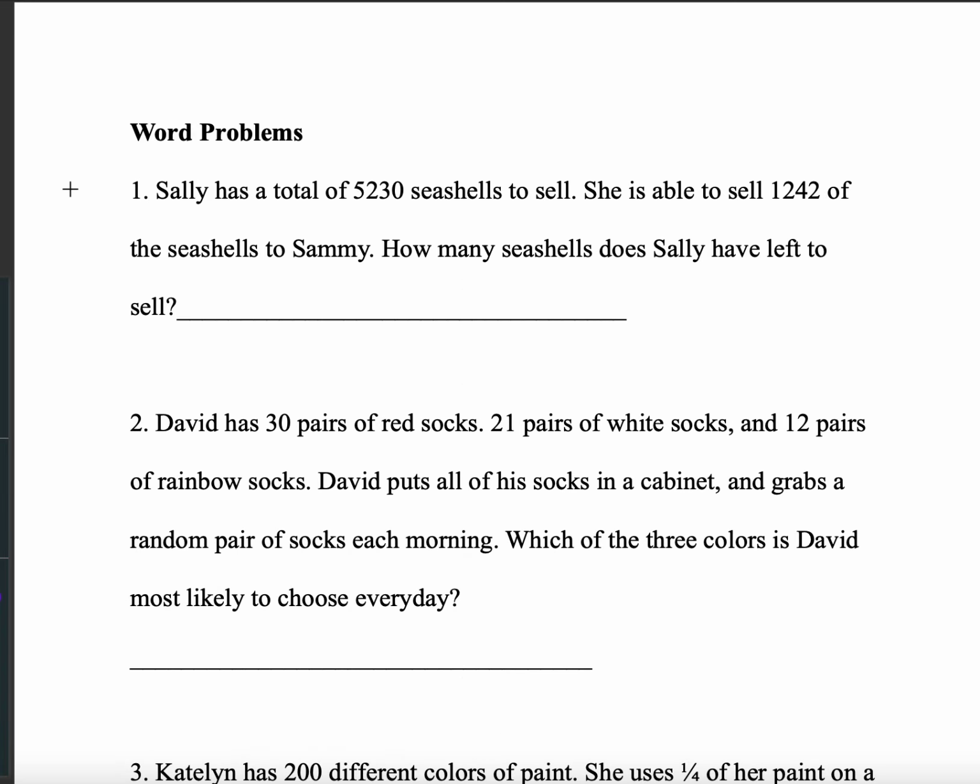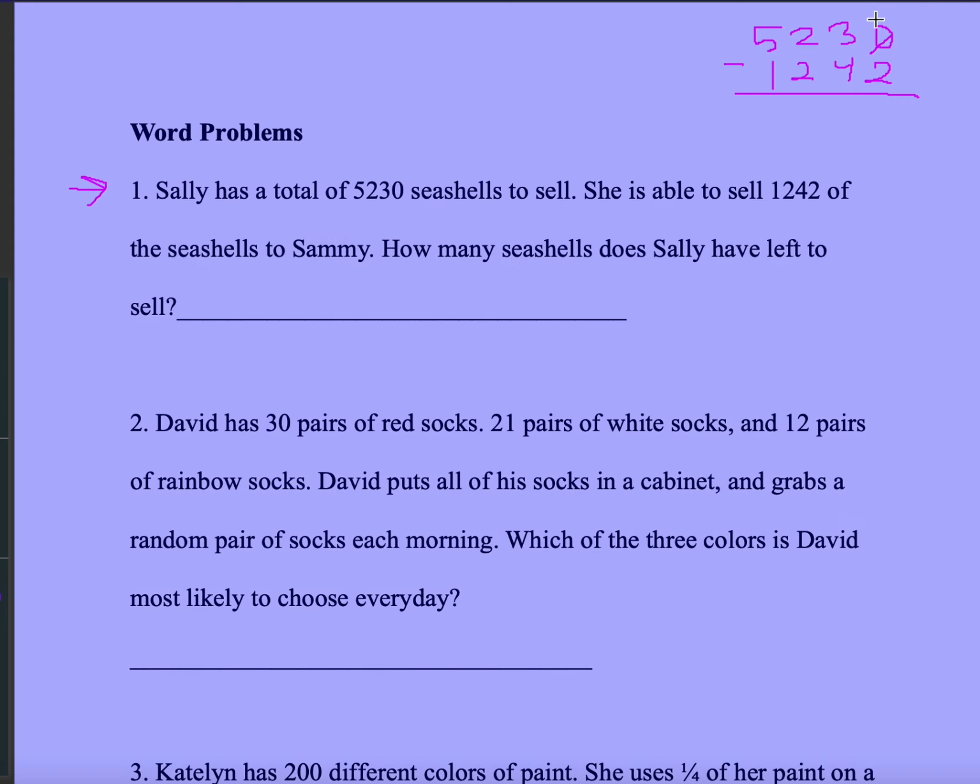Moving on to the last page, let's read number 1. Sally has a total of 5,230 seashells to sell. She is able to sell 1,242 of the seashells to Sammy. How many seashells does Sally have left to sell? So, she has 5,230 seashells, and she sold, so she got rid of, so we're going to subtract, 1,242 shells to Sammy.